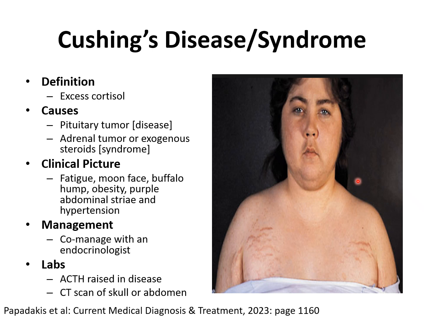Zona glomerulosa, which produces aldosterone, is not under the control of ACTH. Now, when you have stimulation of the zona reticularis, androgens are produced in excess, and it's the androgens that are going to cause the hirsutism in the female.